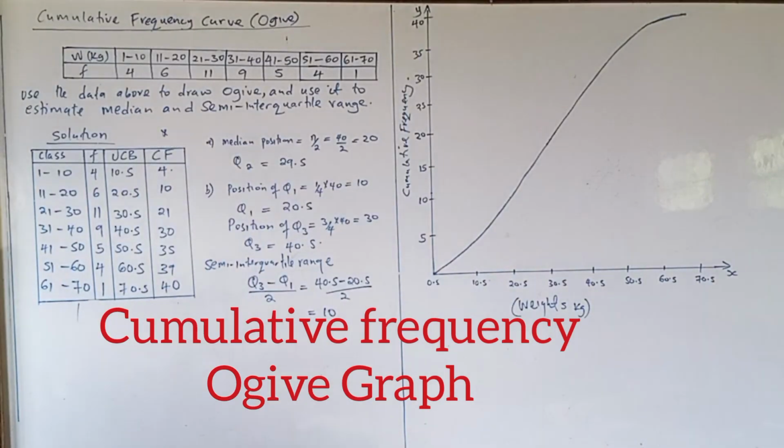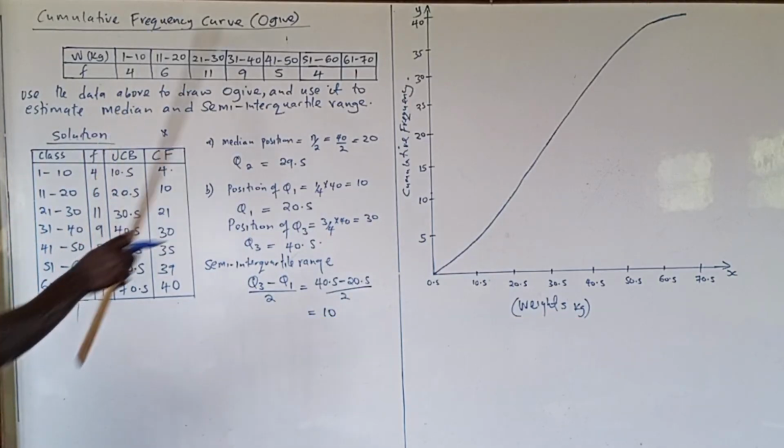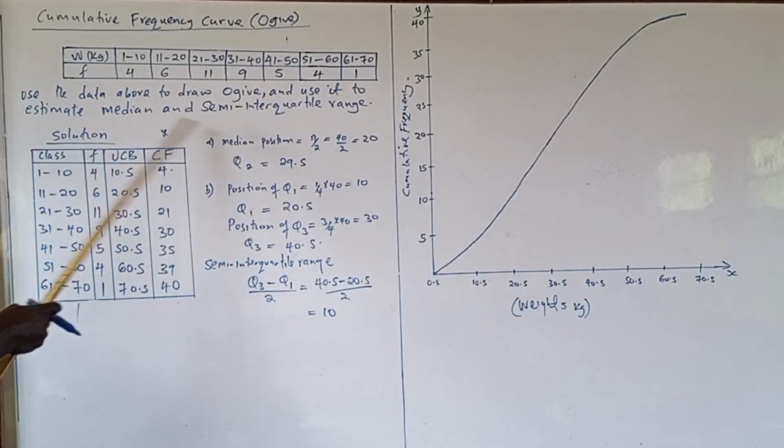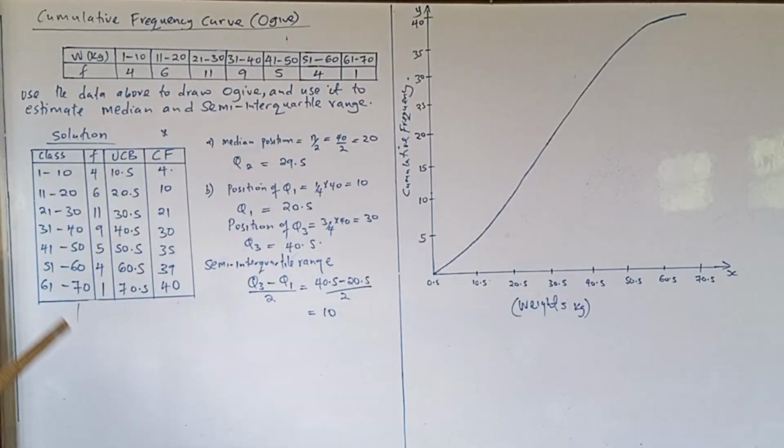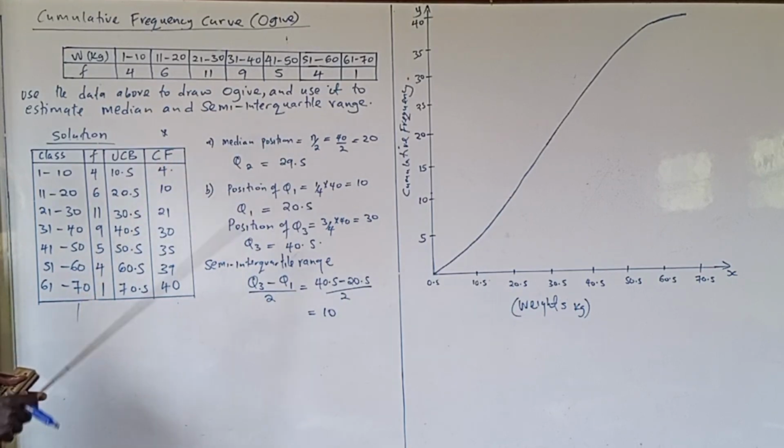We are proceeding to cumulative frequency, which is known as ogive. You have been given a table of weight and frequency. Use the data to draw an ogive, after which get the median and semi-quartile range. So you come up with a table, your class and your frequency. What is an ogive curve? An ogive curve is a curve of cumulative frequency versus upper class boundary.